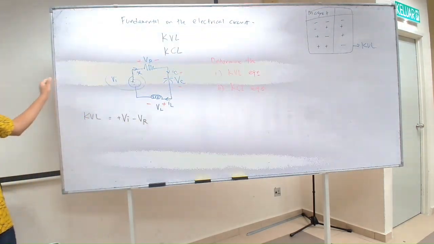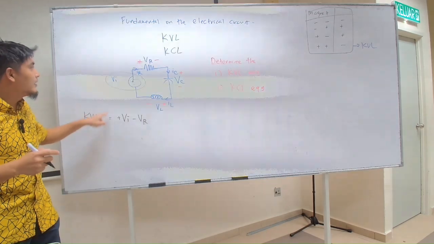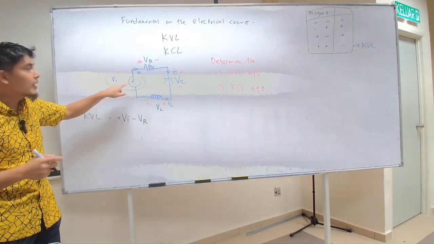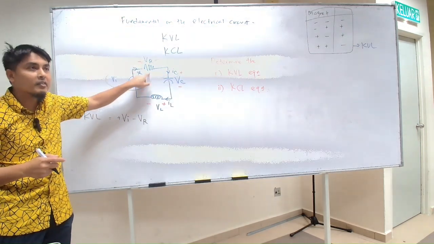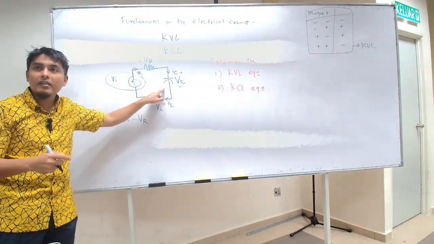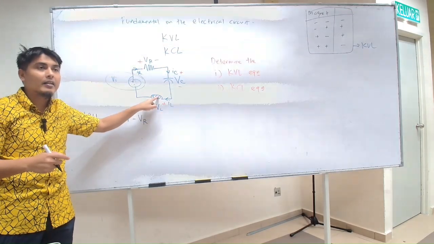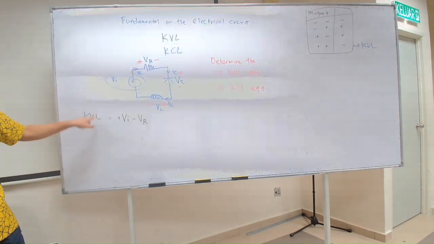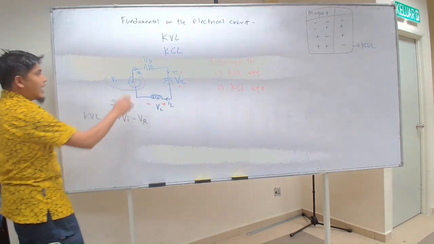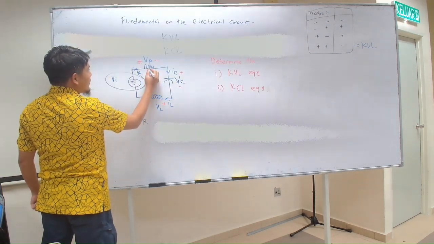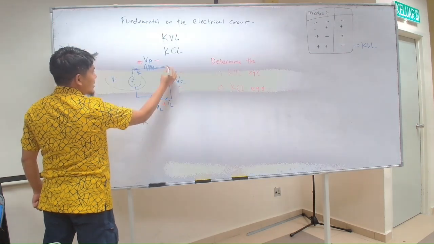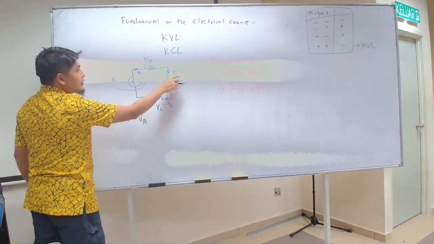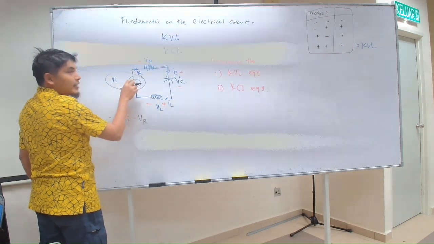You must remember, this is KVL, so it means this must refer to voltage. The voltage of the input, voltage of the resistor, voltage of the capacitor, and voltage of the inductor. Must refer to the voltage because this is KVL. Okay, now it travels again until it meets the second component here.